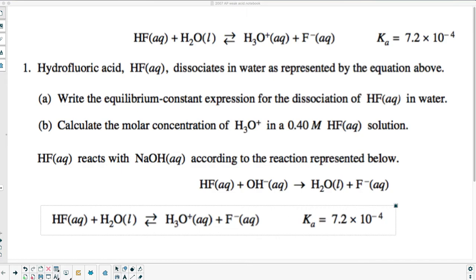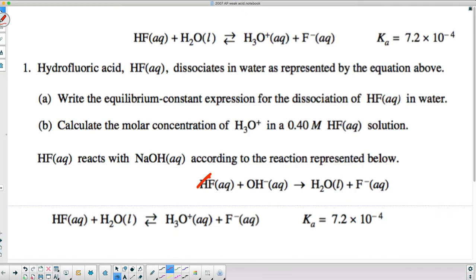AP problem number 1 for chapter 16. This is what's called a weak acid equilibria problem. There are many of these problems. They work exactly like our equilibrium problems from chapter 15. There's going to be one added tweak to it, though. I want you to watch for it. I'll make it obvious when it happens.